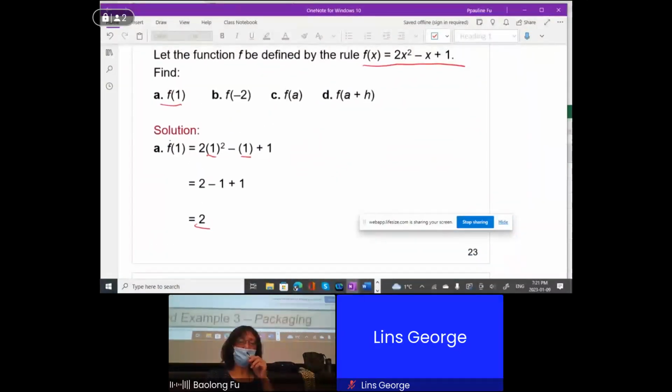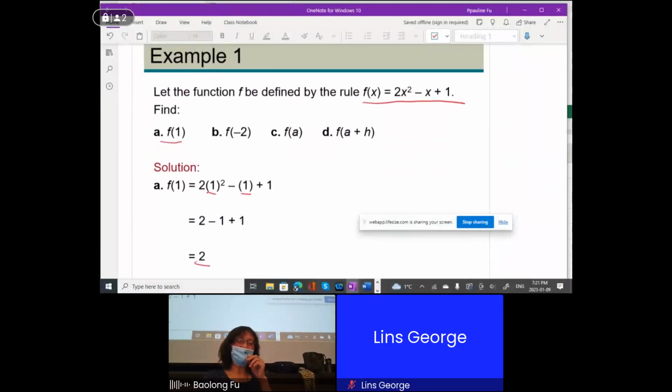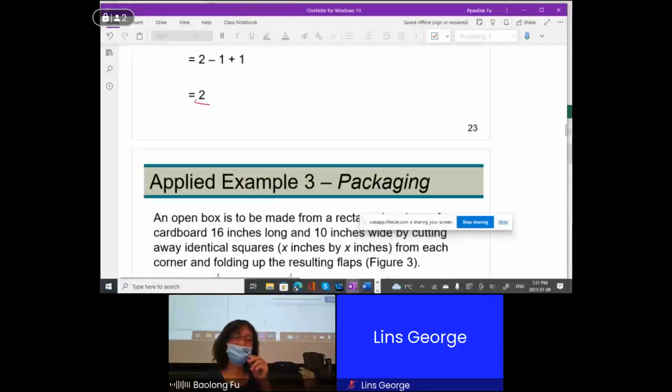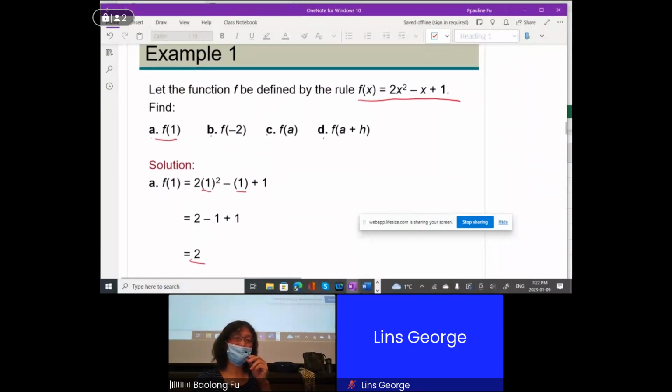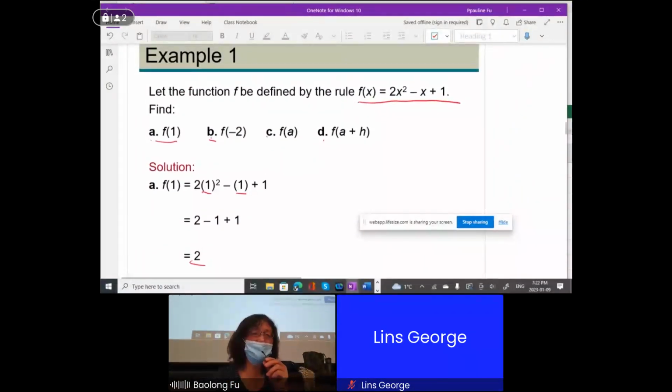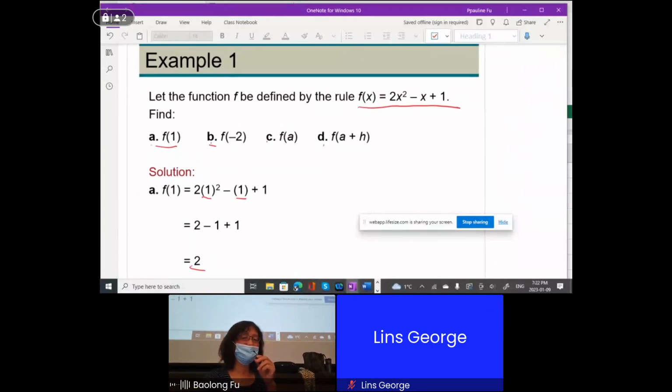By the way, my PowerPoint slide sometimes just gives you the question. So for this one, I give you just the solution for A. I tend to leave B, C, D to solve in class. Okay, so you see, next one is a new example. This one doesn't have a solution for B. So now we are going to do B, f of negative 2.